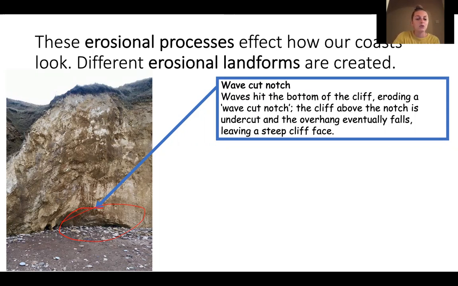This cliff creates this sort of overhang, and here you've got an undercut. The overhang becomes unsupported. There's nothing underneath it to keep it supported. So eventually this cliff will fall down and the coastline will be retreated backwards.